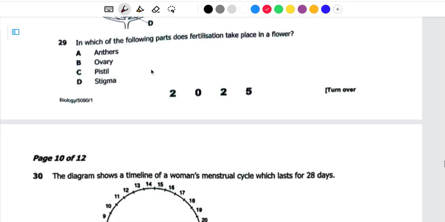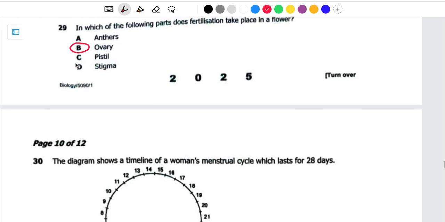Then question 29 is saying, in which of the following parts does fertilization take place in a flower? So it will take place in the ovary. That is one thing that you need to know.